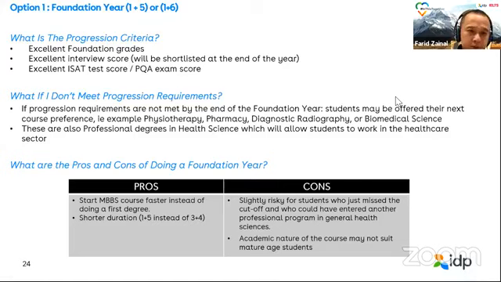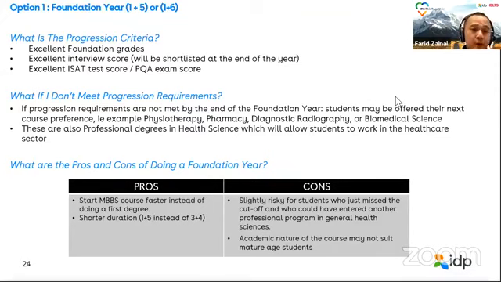Okay, so you may ask what the progression criteria are. Obviously it is almost similar to applying directly to the medicine. So as mentioned, you will require excellent foundation grades, excellent interview scores, right? And obviously excellent ISAT test scores or the UCAT ANZ exam scores, right? Depending obviously on which university you're progressing to.